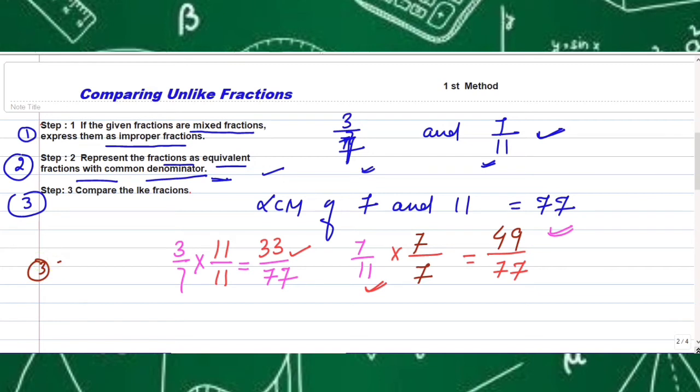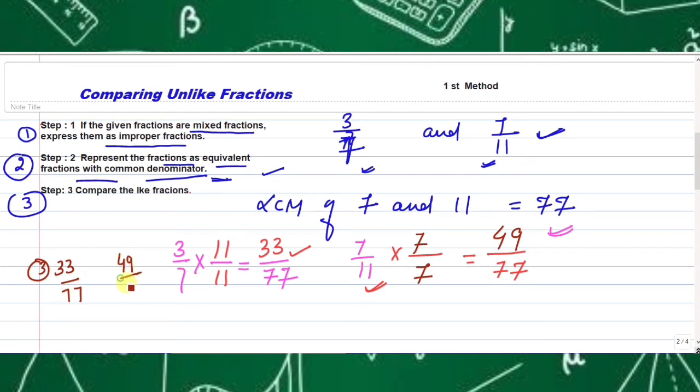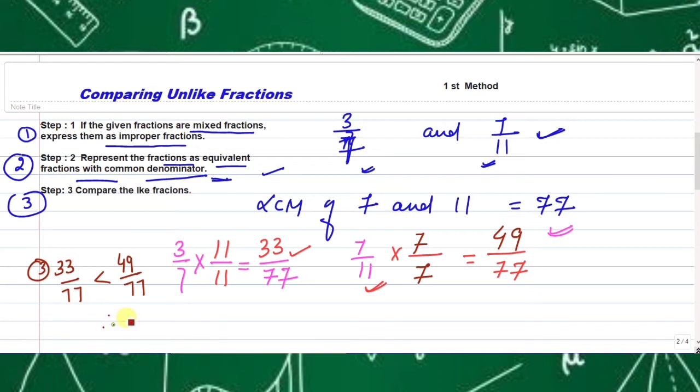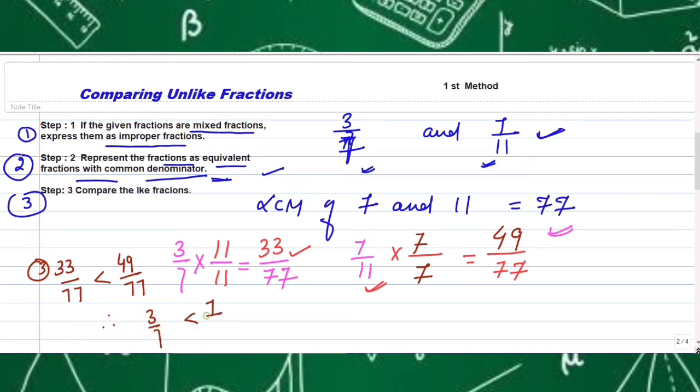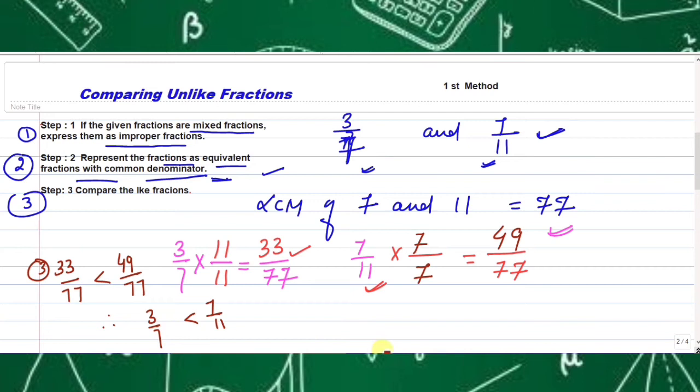This is your step 3, and like fractions are those where the denominator is the same. Which one is greater? This one. So 3 by 7 is smaller than 7 by 11, or else you can say 7 by 11 is greater than 3 by 7.